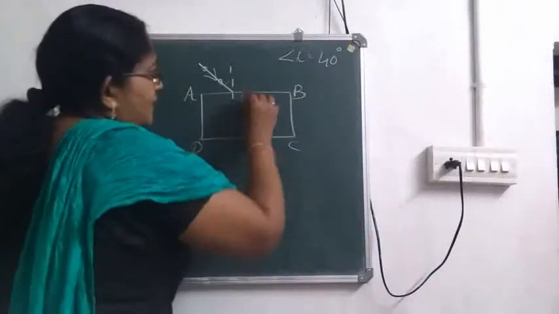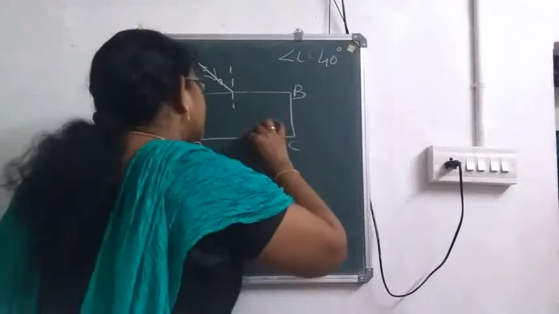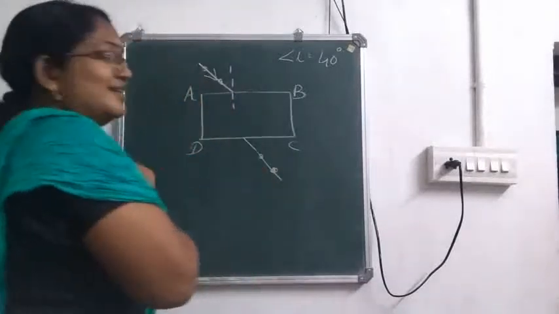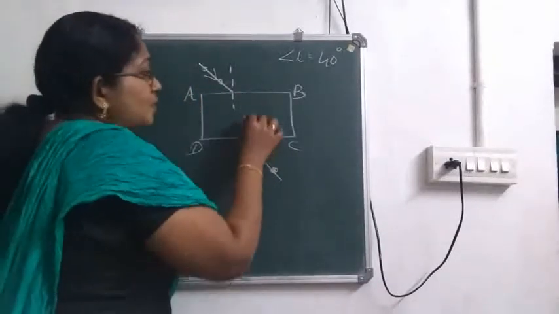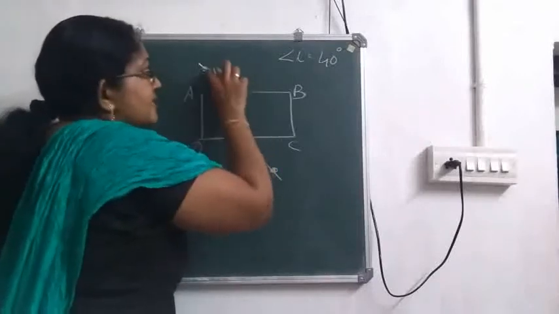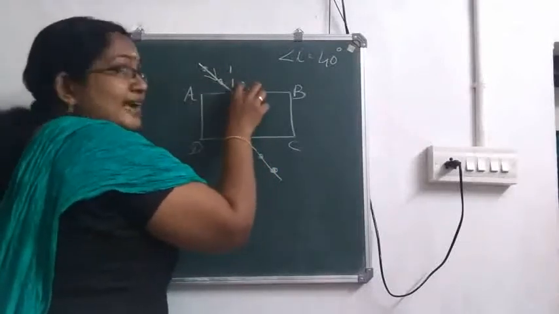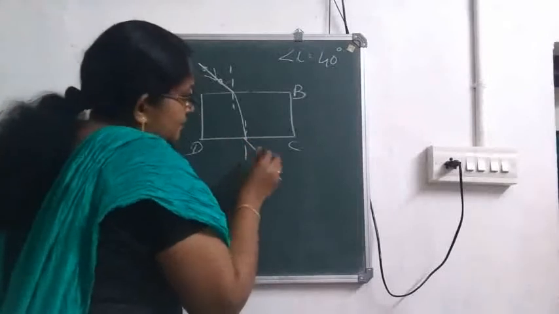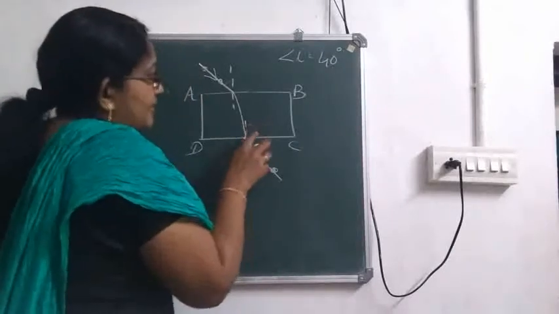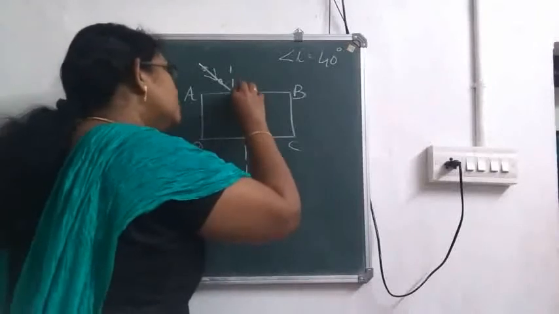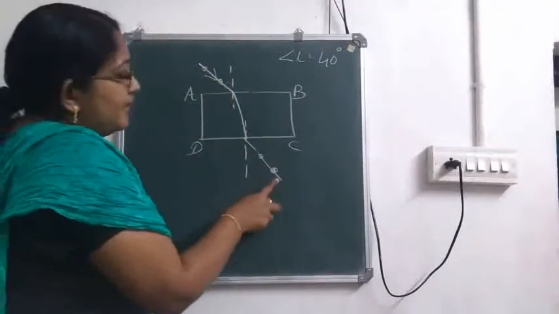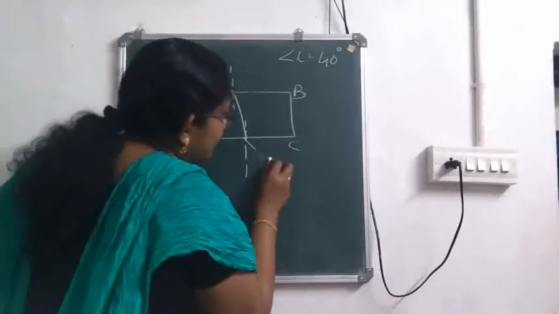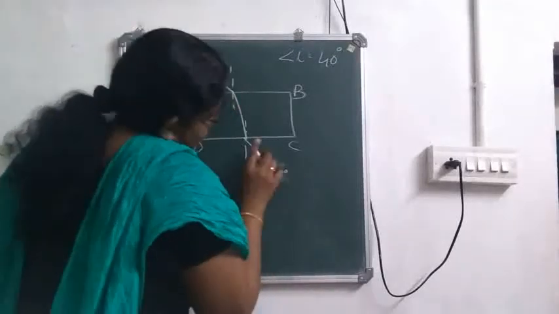Then we have to join this. When we are joining, I don't know whether we will get it, since I am drawing this without any measurement. Since the ray is moving from a rarer medium to a denser medium, it bends towards the normal. Here it is moving from denser to rarer, so it is moving away from the normal. I think it looks almost the same. I'll put my two pins here. Then only it will be correct.